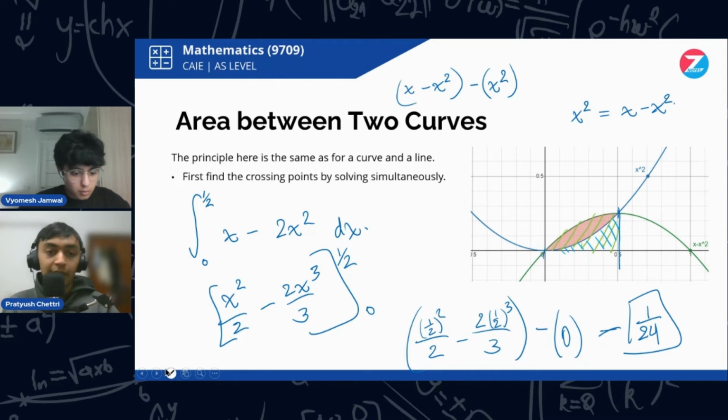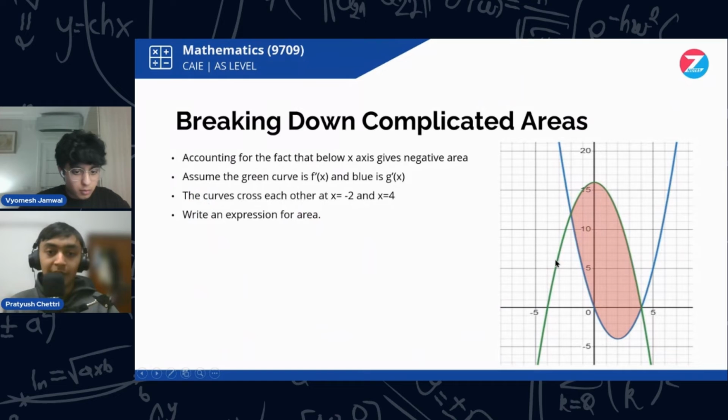That's between two curves. And again, like between two lines we can have here. I decided not to give the functions of the curve here just to speed it up a bit. But let's just formulate a plan for this one. Okay. Let's say green curve is f of x, blue curve is g of x, and they cross at minus 2 and 4. Write an expression for the area.